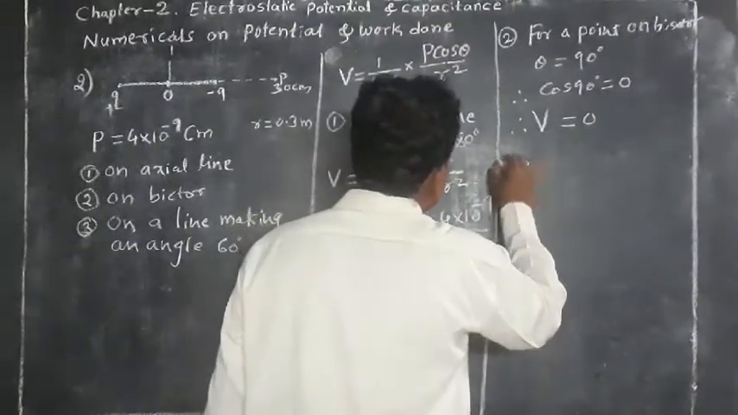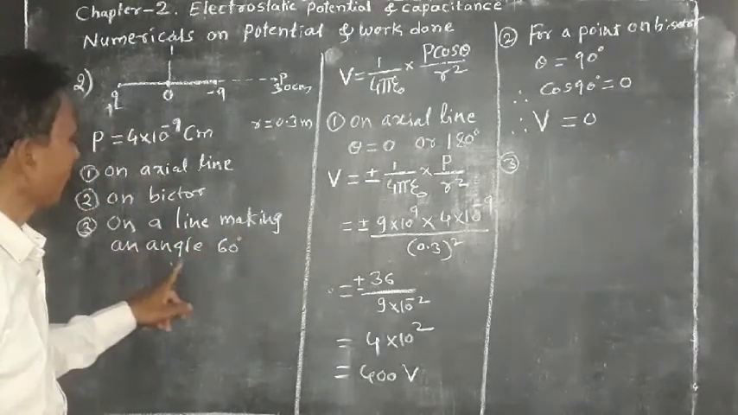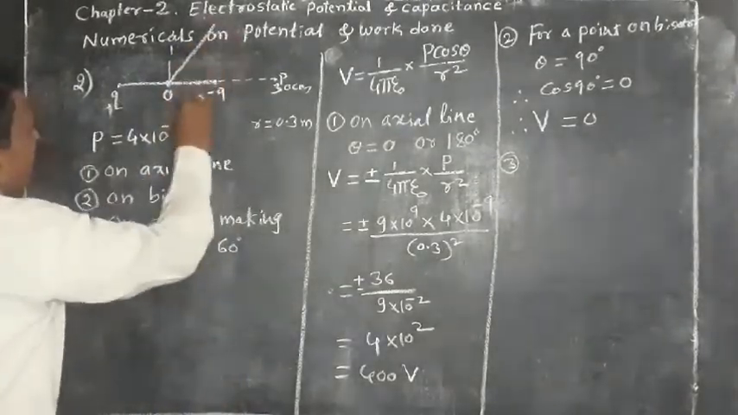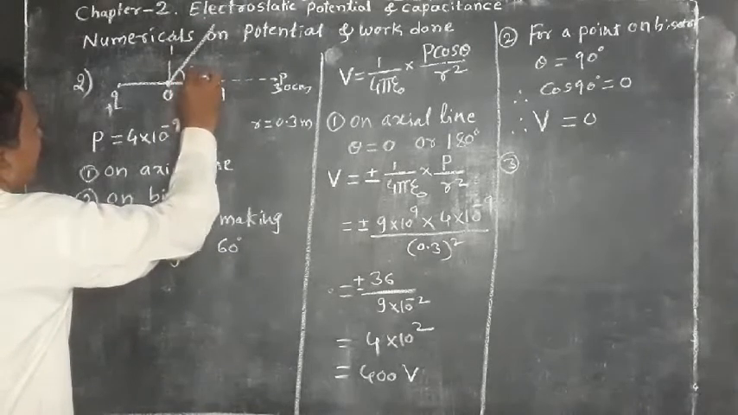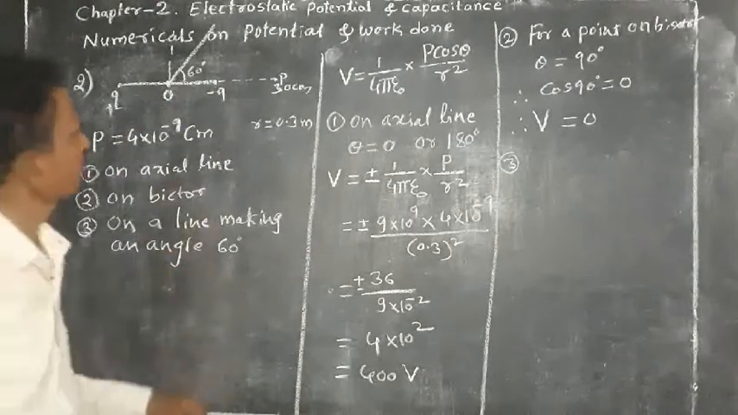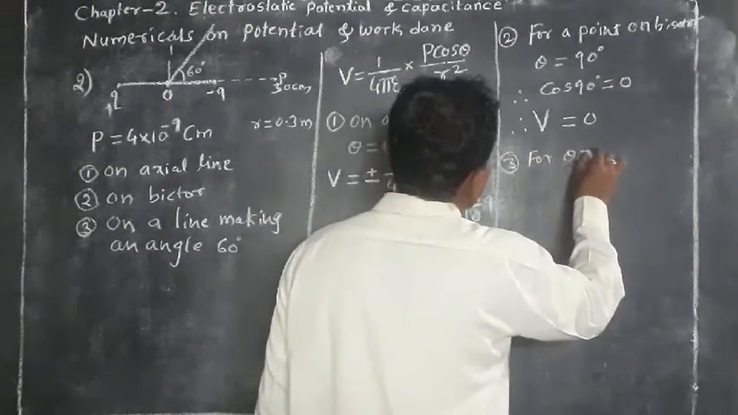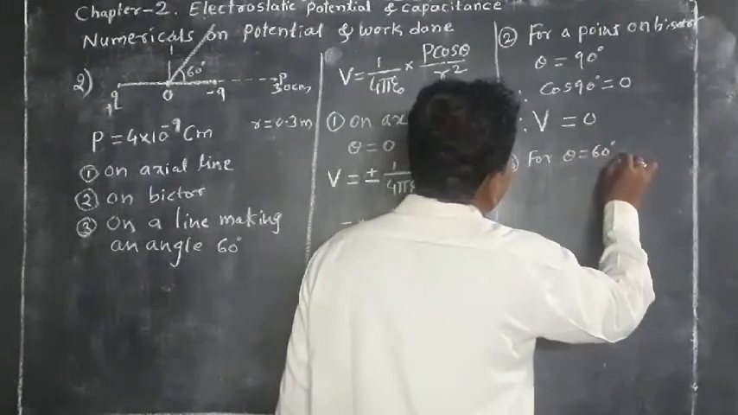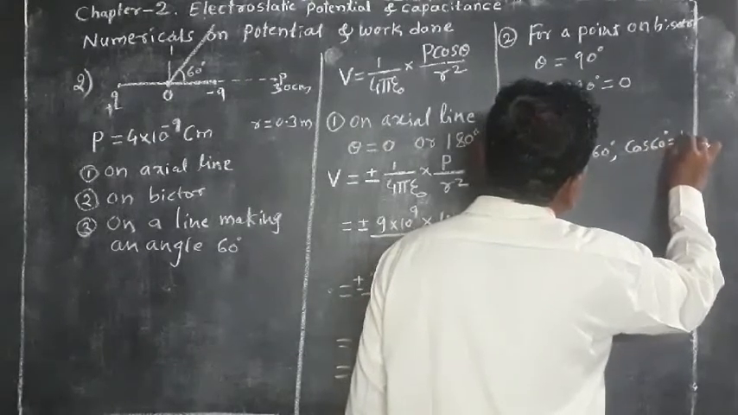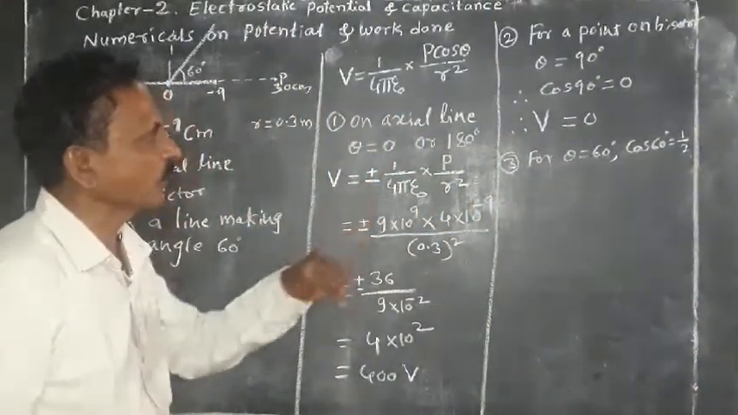Number 3, on a line making an angle 60 degree. This is the line, it makes an angle 60 degree with the dipole axis. In this case, for theta equal to 60 degree, cos 60 equal to 1 upon 2 or 0.5.